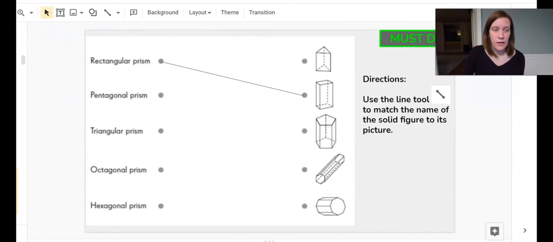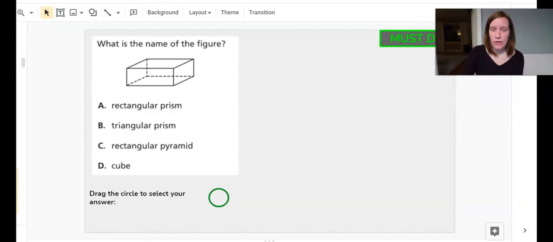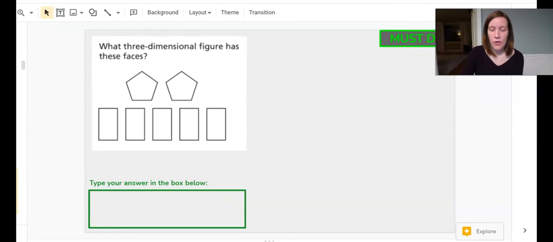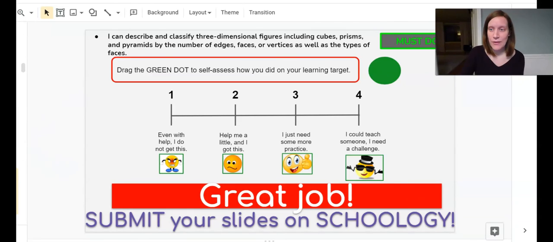Okay? Then you have a couple of questions where you have to name the figure by dragging the circle to your answer, or name it by saying what 3D shape you would use to make these flat figures. What would be the name of the prism here? And then you submit your slides.